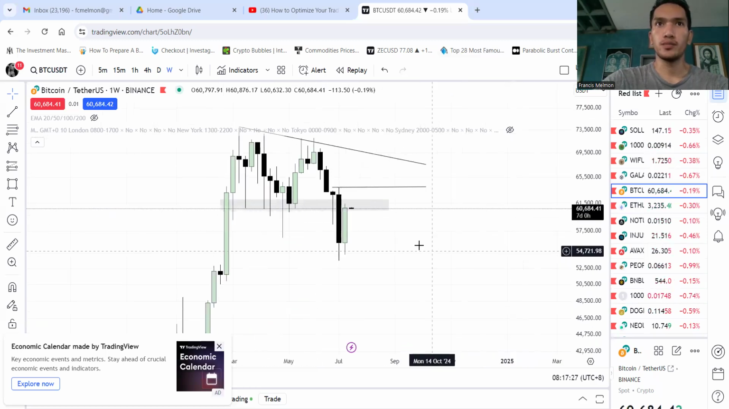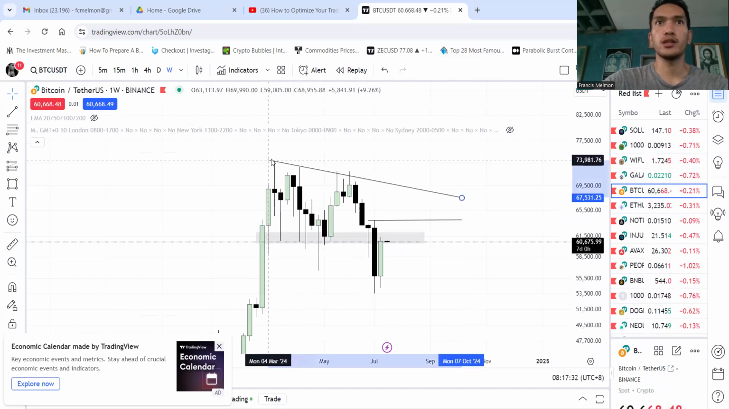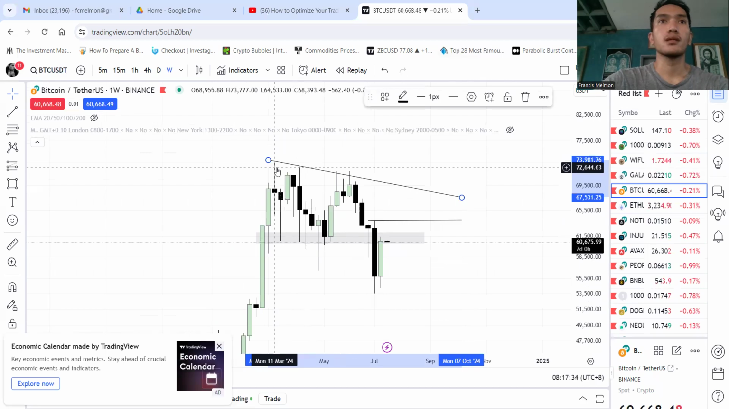But if we're going to check this short-term price action, as you can see right here, just a moment.